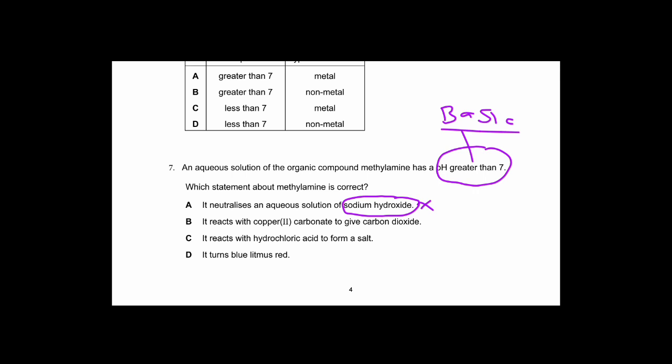B. It reacts with copper carbonate to give carbon dioxide. For a basic substance to react in such a way that it reacts with copper carbonate to produce carbon dioxide, this is impossible. C. It reacts with hydrochloric acid to form a salt. This is likely to be the answer, but we need to wait. D. It turns blue litmus red.